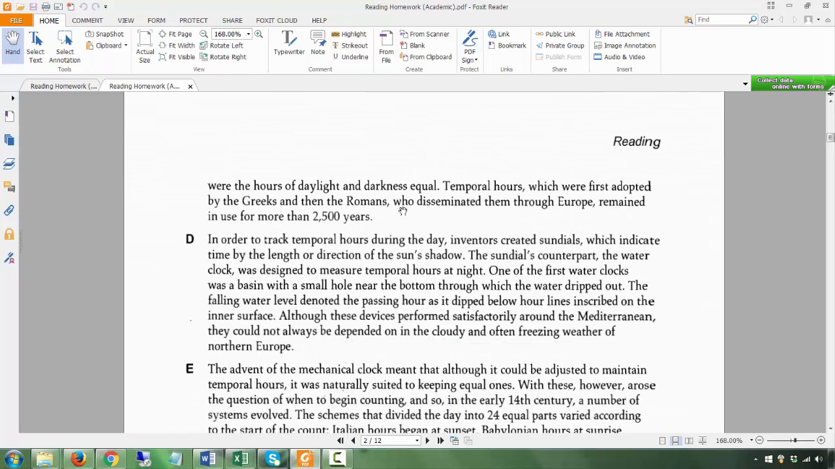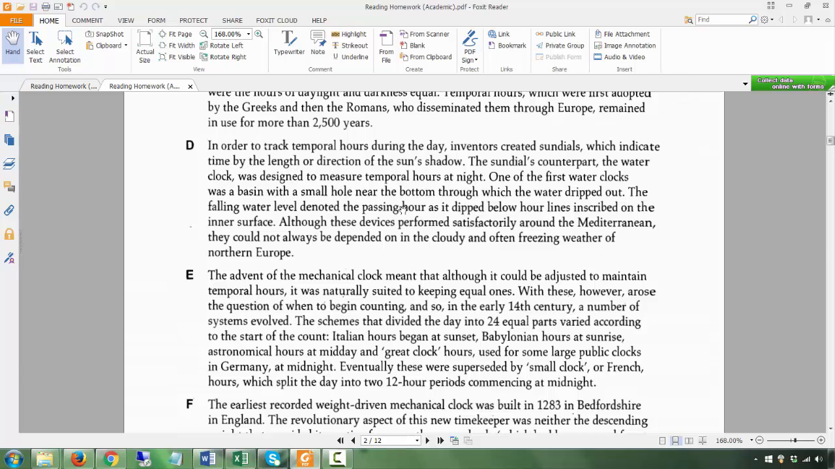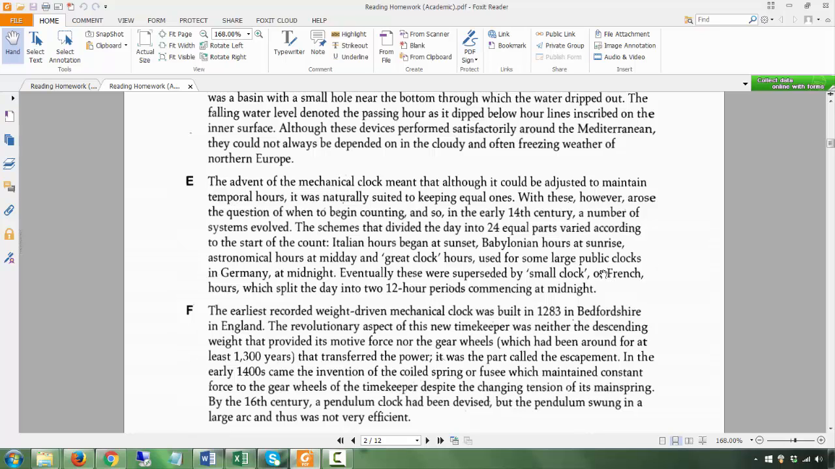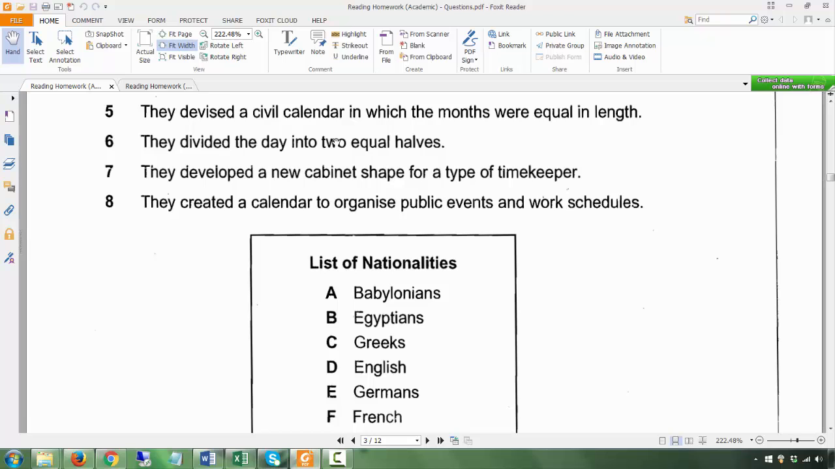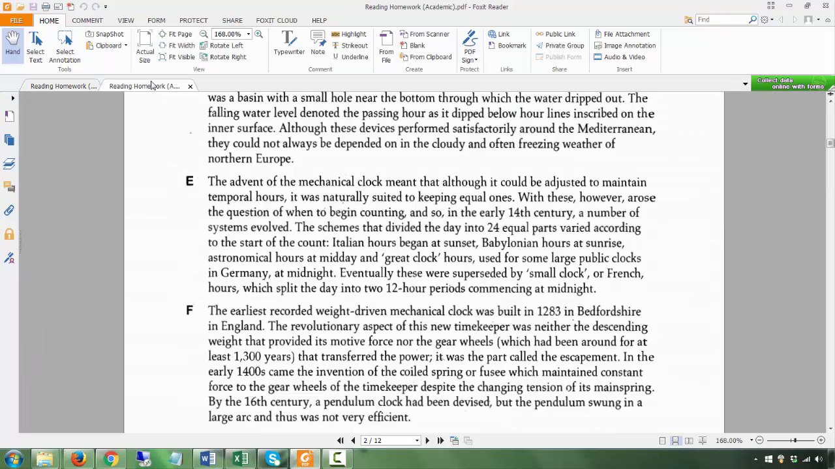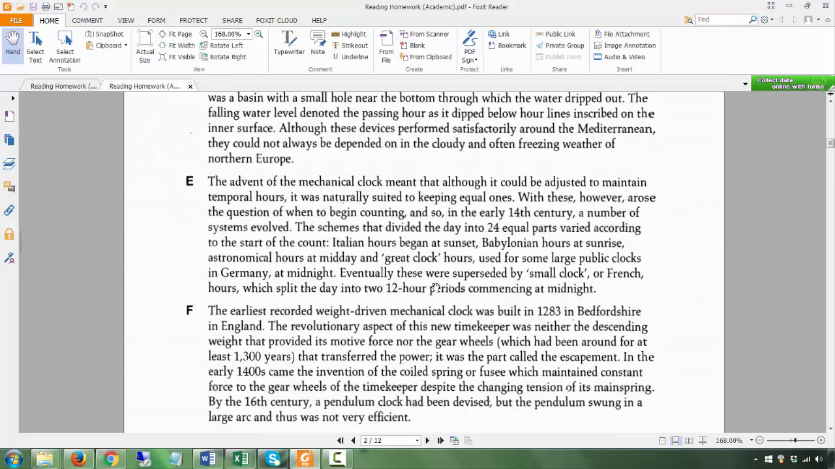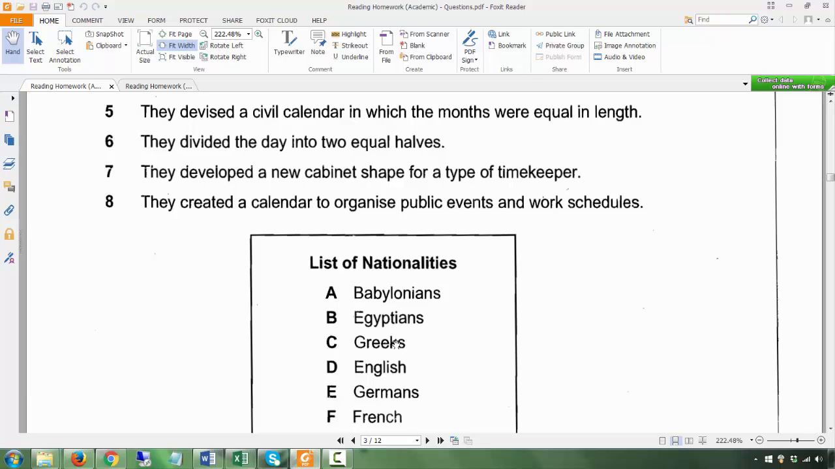French. Let me look at where the French is. The word French. All right, we've actually gone through this before. French hours, which split the day into two 12-hour periods, so two equal halves. Okay, split the day into two. You see all the paraphrases. Split, which is a synonym for divide. Two equal halves, 12-hour periods. Okay. So that would be F.